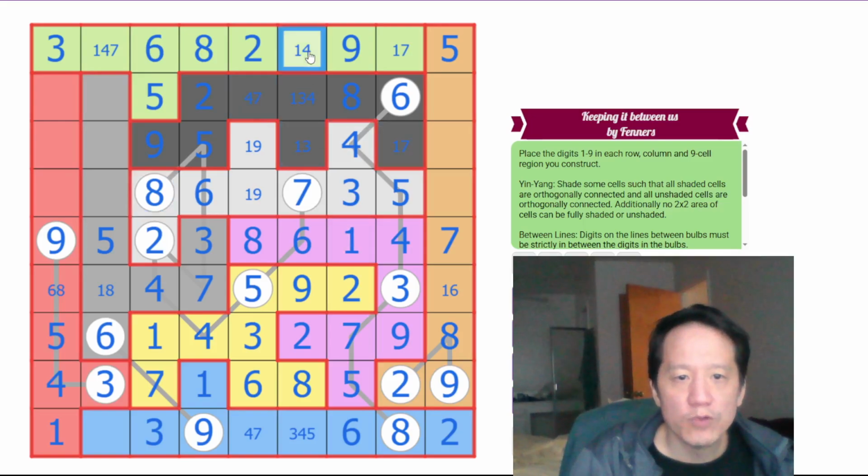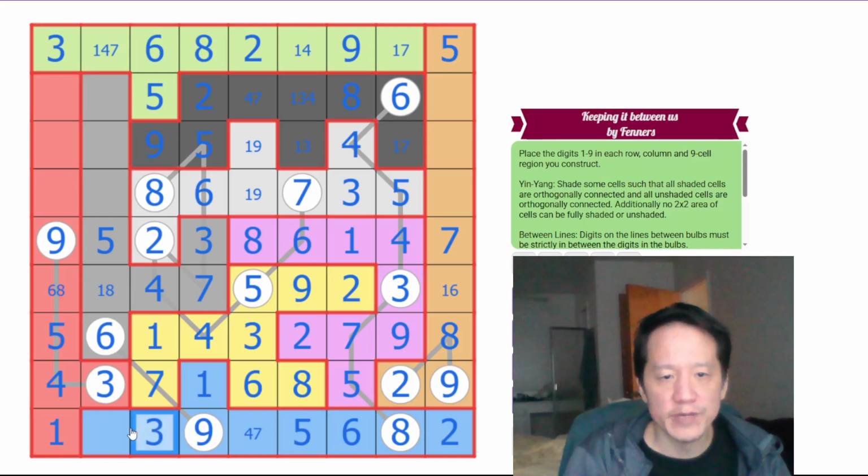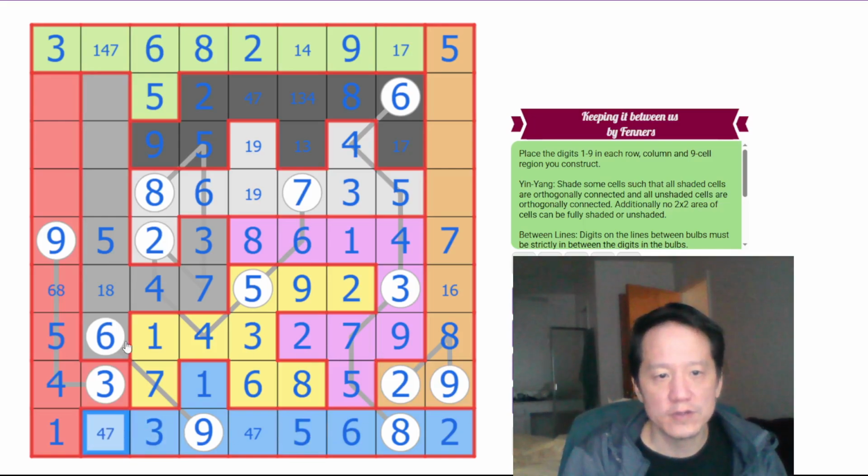Okay, we have a 1, 3, 4 triplet in column 6, which eliminates 1, 3, and 4 in the rest of the column. Therefore, this can't be 3 or 4. This must be a 5. The remaining digits here are 4 and 7. That's fine.